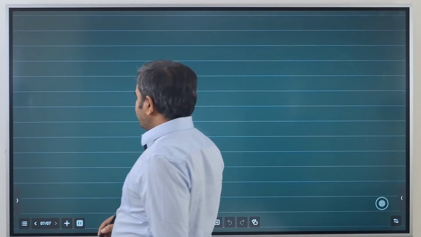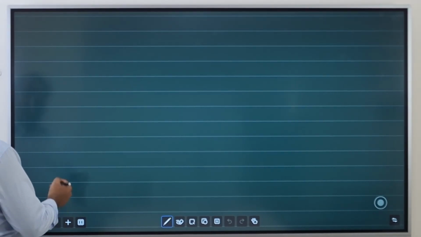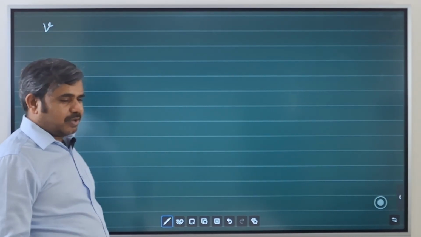In physics, we come across differentiation at many places. Velocity. How is velocity defined? Velocity is defined as the rate of change in displacement with respect to time. Velocity is displacement covered by a body in a unit time.